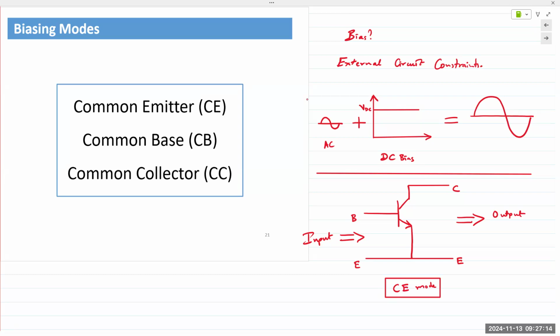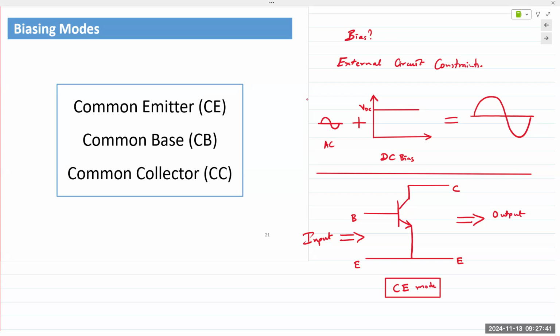This is part 2 of the lab this week. Students who already finished the lab yesterday already know that, but students who have the lab tomorrow, this is what we're going to do tomorrow: obtaining the characteristics of a common emitter configuration. And in part 1, we're obtaining the characteristics for a common base configuration.